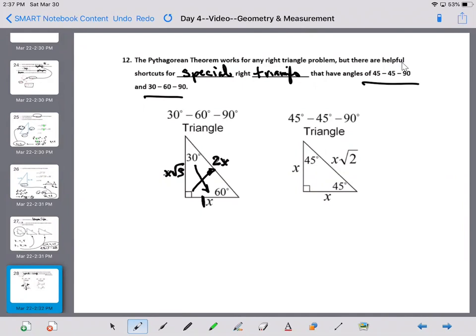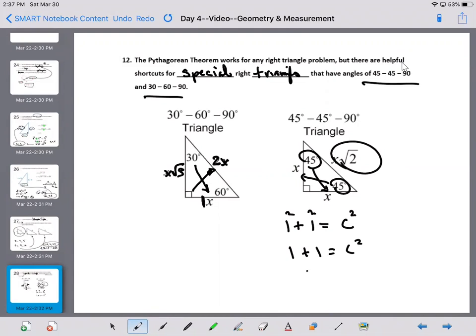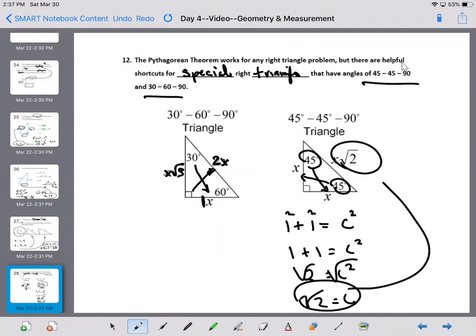And then notice on the 45, 45 that both sides opposite the right angle have the same value. Well, the square root of 2 comes into play if you were solving for that hypotenuse and both sides were 1. 1 squared is 1, 1 squared is 1, so 2 equals c squared, so c is the square root of 2. That's where that square root of 2 is coming from.